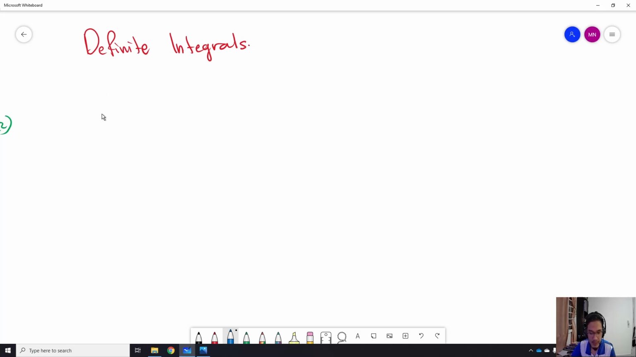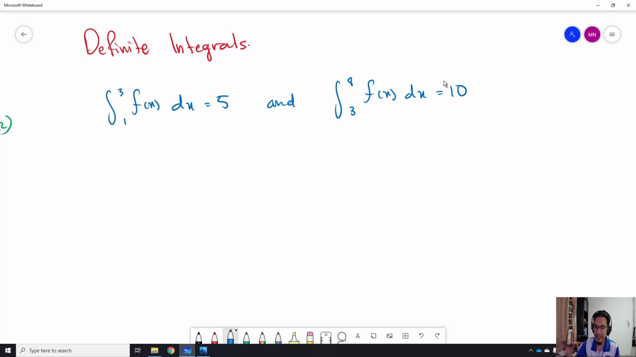Okay, so let's say we have the integration from 3 to 1 of f(x) dx that is equal to 5, and the integral from 8 to 3 of f(x) dx that is equal to 10. Okay, we have these two integrations of the function. So now let's look at part A, that is find the integration from 3 to 3 of f(x) dx.